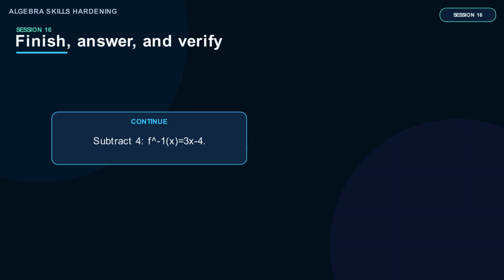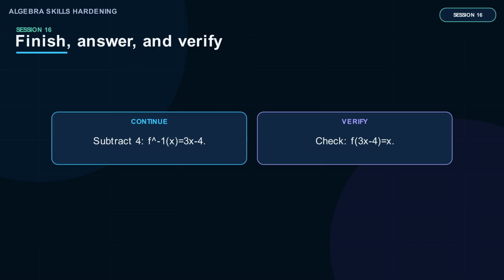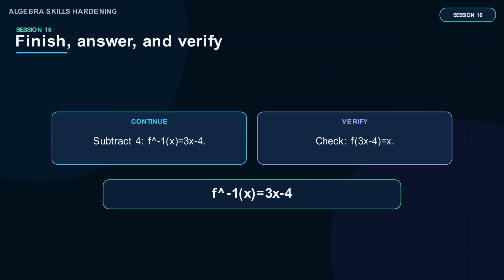State what the transformed line tells you. Complete the argument. Check: f of (3x minus 4) equals x. This is part of the solution, not decoration. The final answer is f to the power minus 1 equals 3x minus 4. Compare it with the requested variable, expression, unit, interval, or classification. Verify from another direction. Substitute, compare representations, inspect units, or test a boundary. Prove that the result satisfies the original conditions.